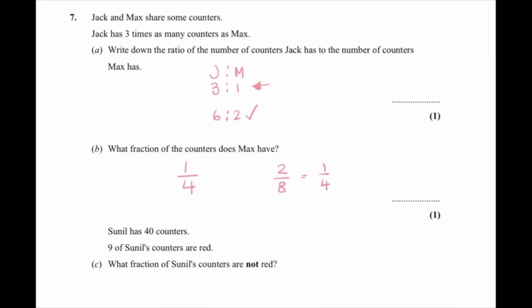So Sunil has 40 counters, 9 are red. What fraction are not red? Well, first thing we need to do is work out how many are not red. So 40 take away the 9 is 31. So 31 out of 40 are not red.